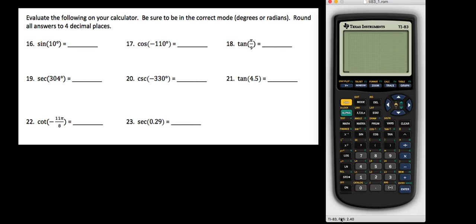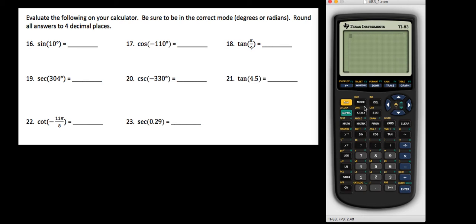Let's take a look at how we can use our calculator to evaluate trig ratios for given angles. Our instructions say evaluate the following on our calculators. Be sure to be in the correct mode. That is to say, when we evaluate trig ratios on our calculators, they are going to ask us: are we talking to our calculator in radians or in degrees?